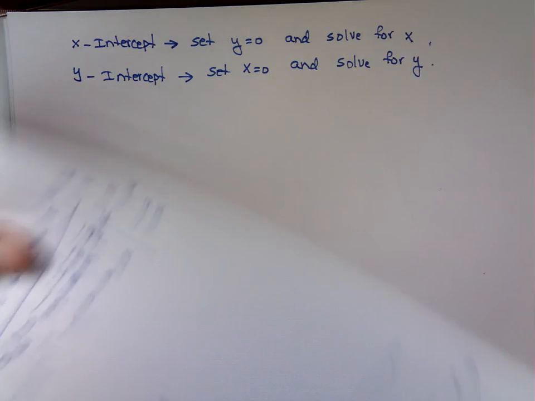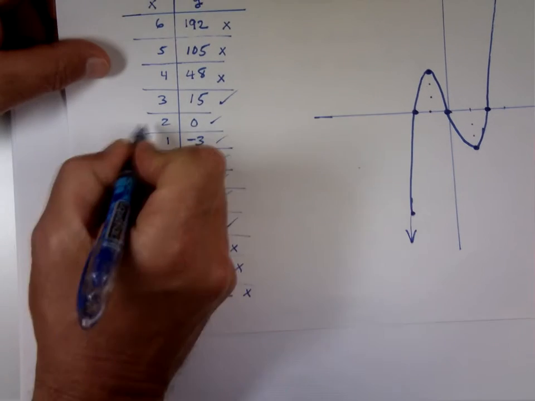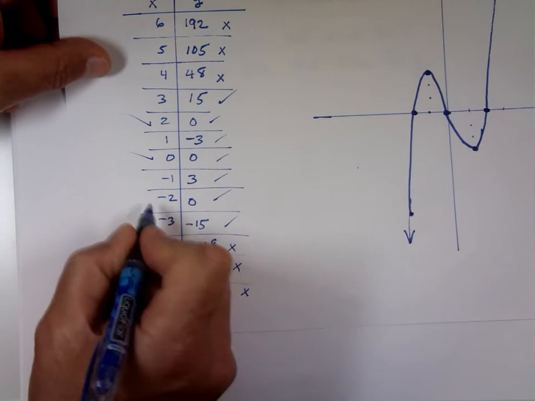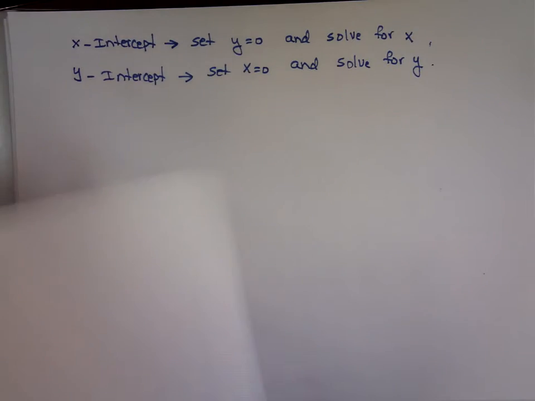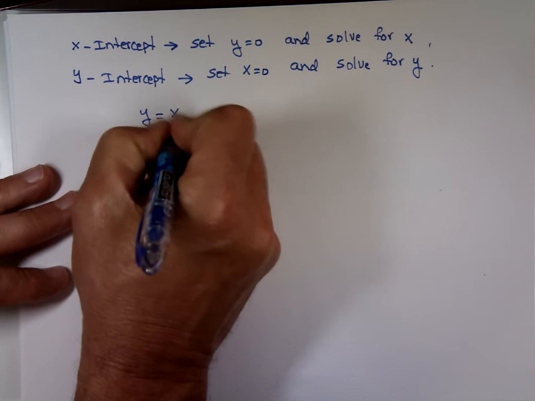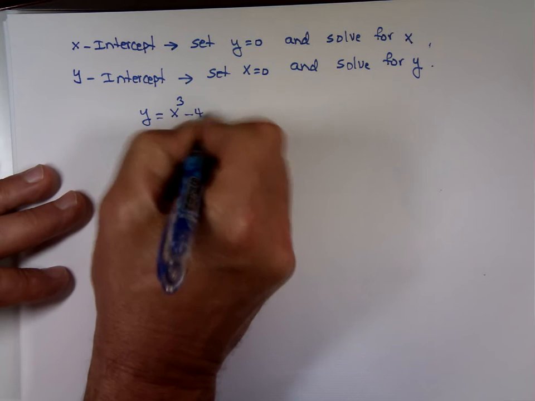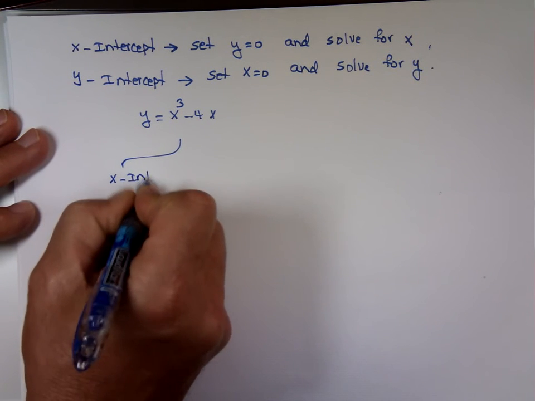And see if they line up where they're supposed to be. So if I take this one, we know where the x-intercepts are. We get the 3 points right here. I want to see if the math will give me the same 3 points. So y equals, what was it, x cubed minus 4x. Let's do the x-intercept, and let's do the y-intercept.